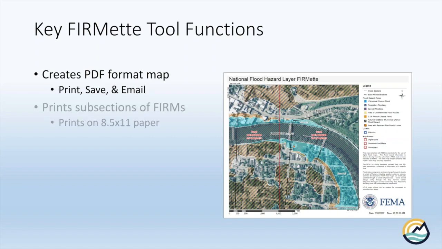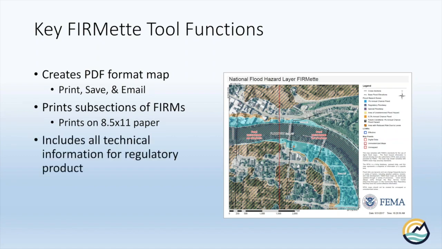Additionally, those PDFs are only just a subsection of the map, and they print on 8.5 by 11 normal-sized paper. So if you have access to a printer, you can go ahead and print one, or again, you can just email it to somebody and they can print it themselves. It's an official legal document, so it includes all that regulatory information that is needed for the maps.